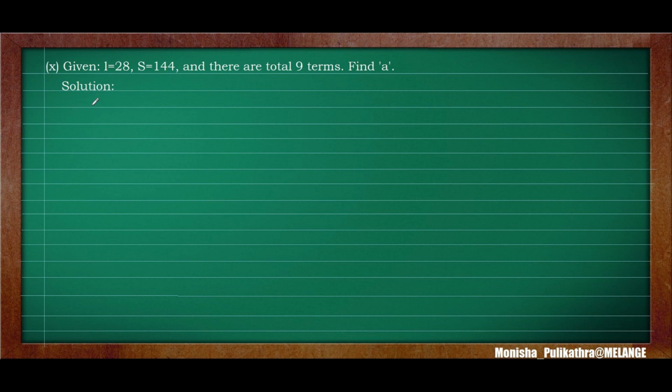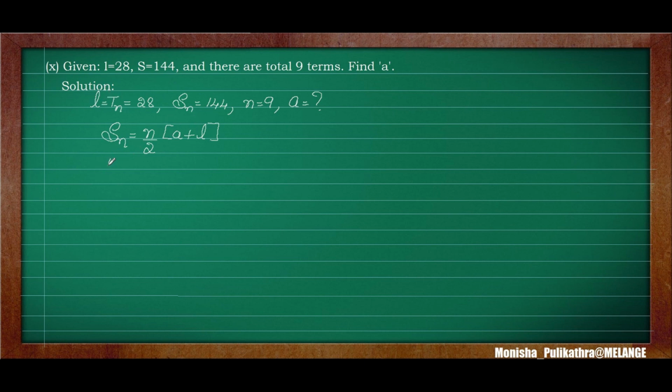Okay. So here L is given, that is L is also equal to Tn, that is the last term, which is 28. Next, S is nothing but Sn is equal to 144, and they have given a total of 9 terms, that is n is equal to 9. We need to find out a. Okay. So we know there is a formula for Sn, that is Sn is equal to n by 2 into a plus L, or a plus Tn, that is the last term. Okay, we can use this formula, since they have given L directly.